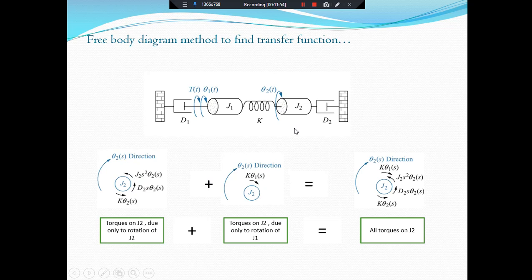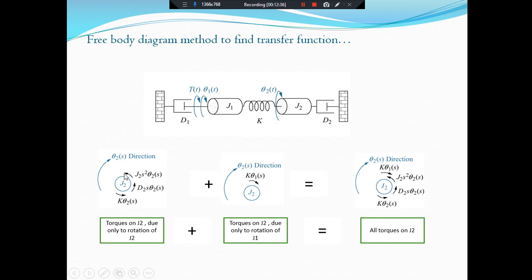Now we will check the equation for J2. In J2, you can see there is no torque directly acting on J2, so the applied force is 0, or you can say no torque is acting, while the displacement due to the applied torque is theta 2 in the clockwise direction. The forces opposing the angular displacement are the inertia J2, the damping force D2, and the spring with stiffness K.